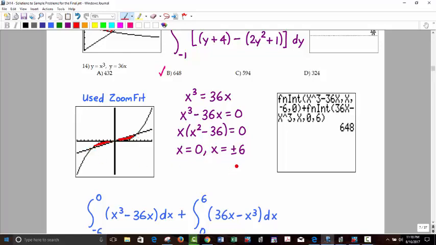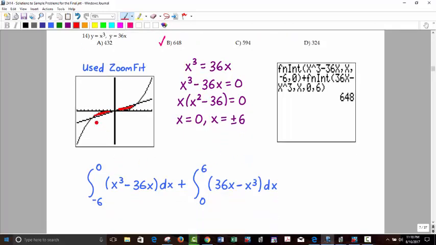we have 0, plus and minus 6, so those are the points of intersection. So our integral would set up, going from negative 6 to 0 with the curve on top. So we would have x cubed minus 36x. Then we'd go from 0 to 6 with the line on top of the curve, 36x minus x cubed.